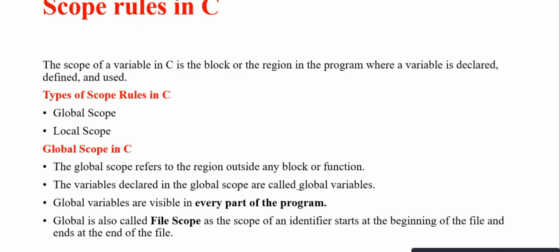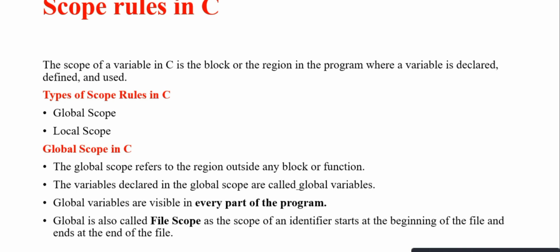Next, scope rules in C. The scope of a variable in C is the block or the region in the program where a variable is declared, defined and used. There are two types of scope rules in C. First one is global scope, second one is local scope.